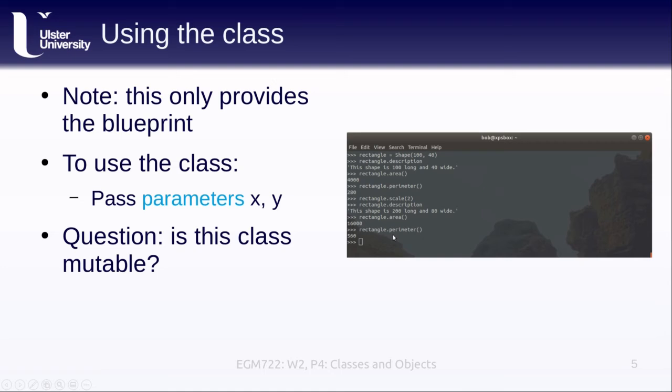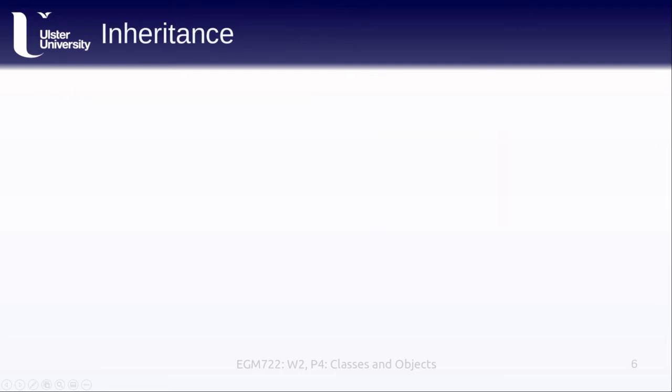which is to say, once we have created the class, are we able to change the attributes or change the object, or do we have to, similar to strings, create a whole new string? So something to think about as we move on to talk about inheritance.